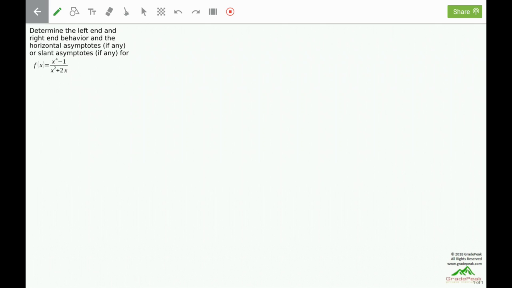If the highest power in the numerator is greater than the highest power in the denominator, f of x has left end and right end behaviors of positive infinity or negative infinity. If it is exactly 1 higher, this will happen through a slant asymptote.